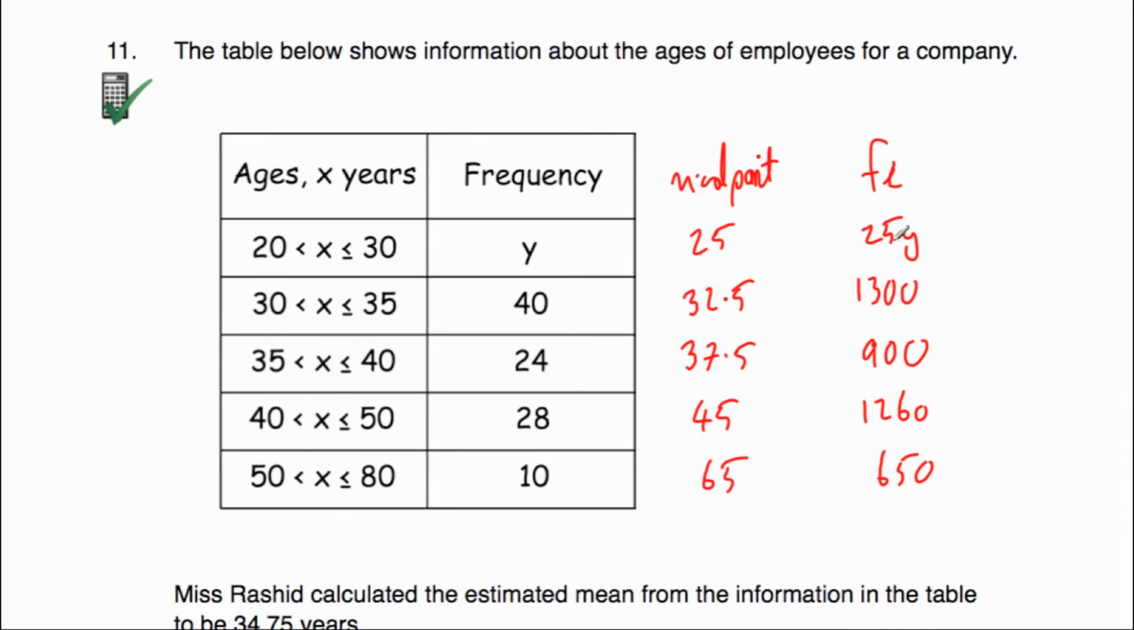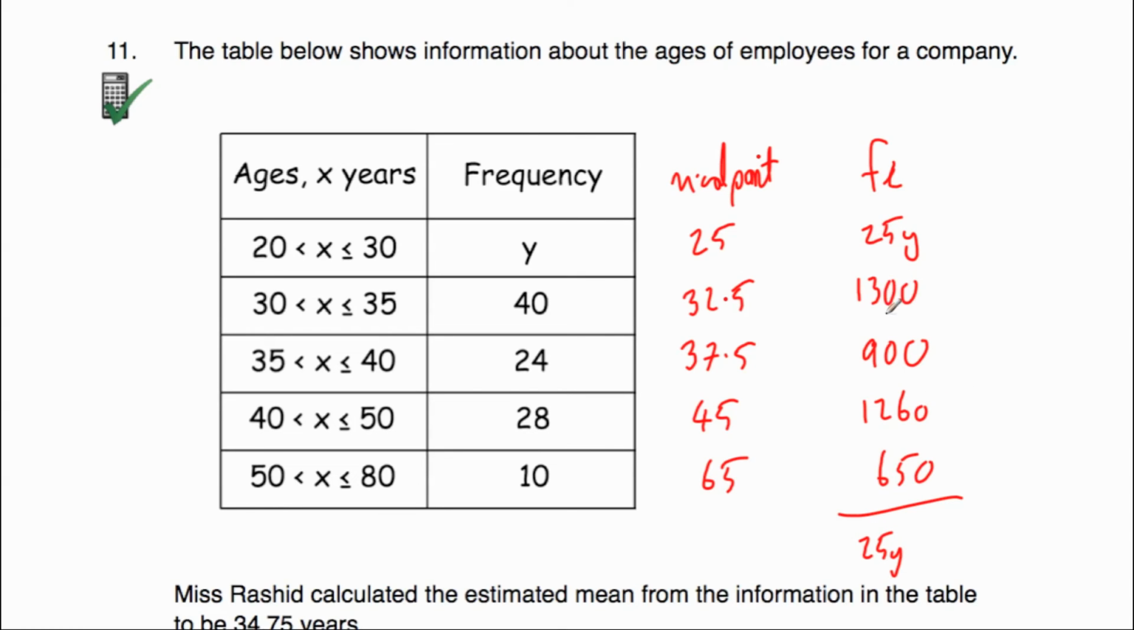Now we're going to find the sum of the fx column, find the sum of the frequency column, and then divide them. So let's first find the sum of our fx column. We've got 25y, then 1,300, 900, 1,260, and 650. So let's add this up. Think back to collecting like terms: add all the y's together and add all the numbers together. We've got our 25y, and nothing else with y's in it, so we have 25y to begin with.